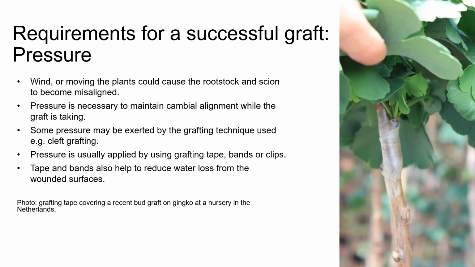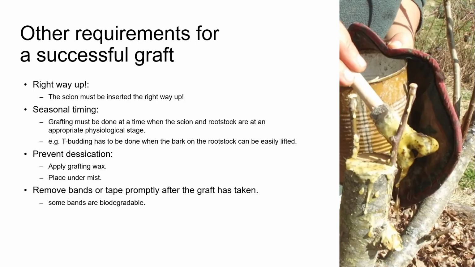In the photo here, you can see a bud graft on ginkgo that's had grafting tape applied to hold the bud in place on the rootstock. So here's the bud right there that's been grafted onto this rootstock. Polarity is important in grafting, just as we saw with cuttings. The scion must be joined to the rootstock with the proximal end downwards.